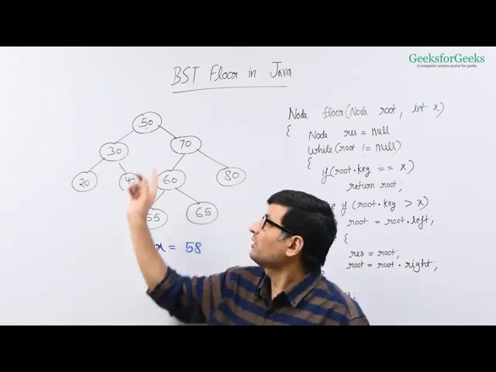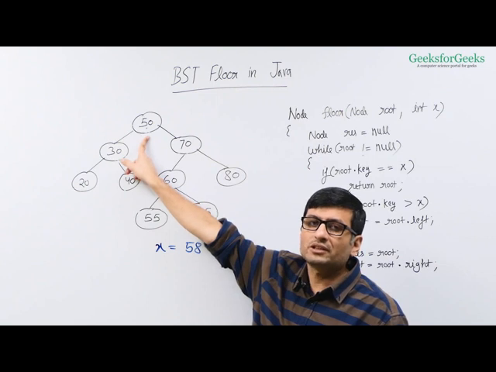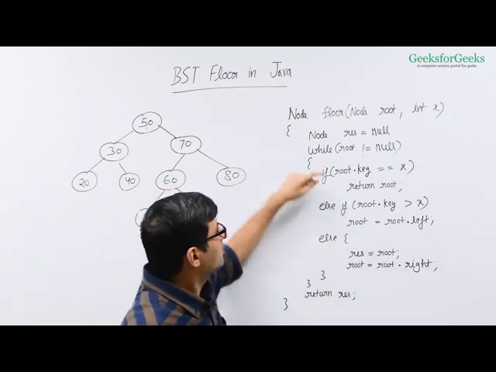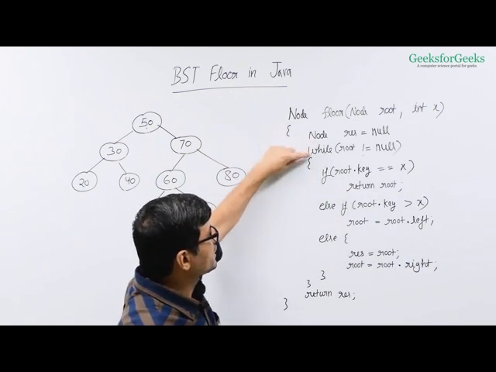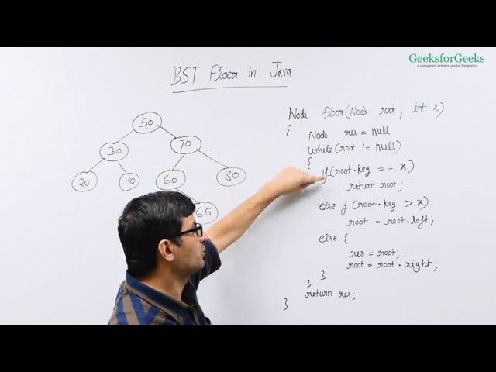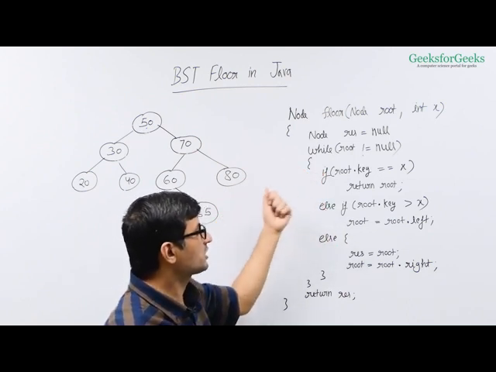So we begin with the root, right? We see that 58 is greater than 50, right? So which case do we come in? We have initialized the result as null. Our root is currently this node, and we do not go into this case. We do not go into this case. We come here because root is smaller.